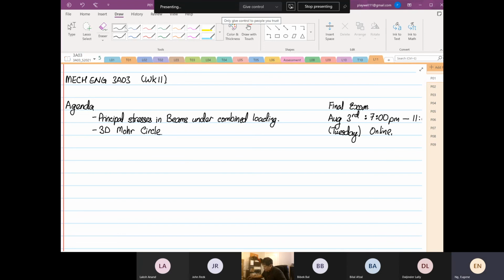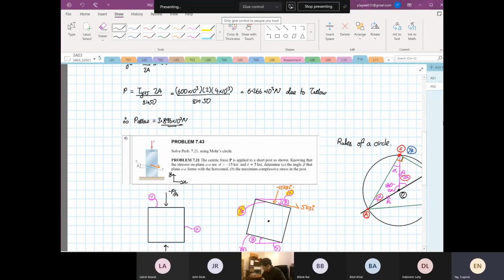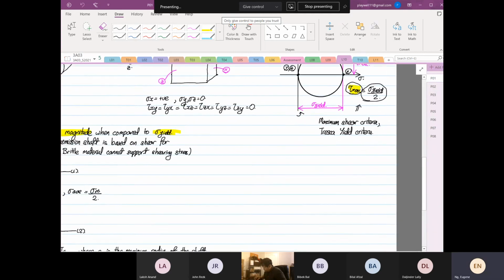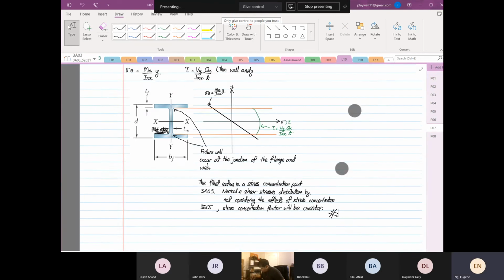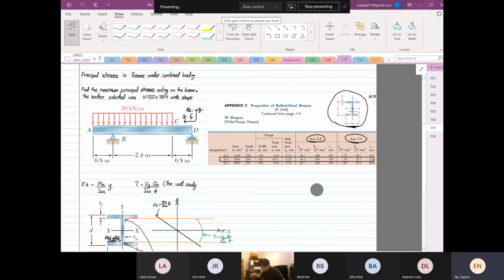So if we go into where we finished off last week, right? Last week's lecture, we talked about this problem, which I'm going to continue. So this is a beam, and by the way, this is last week's notes. So if you were to refer to last week's notes, okay?